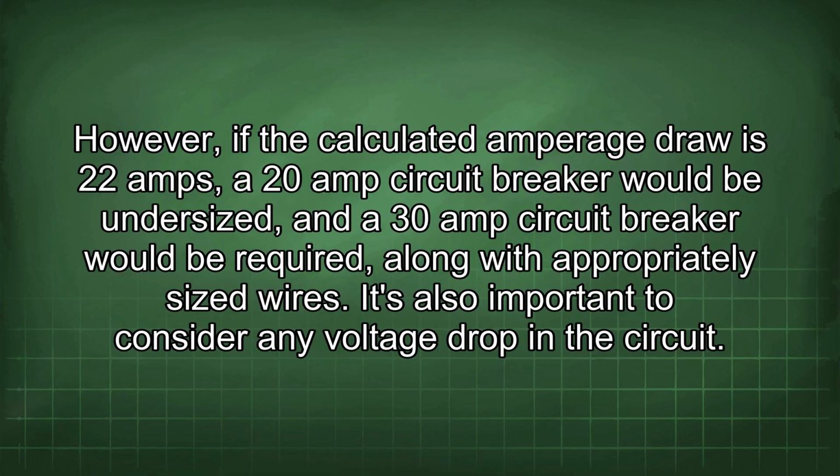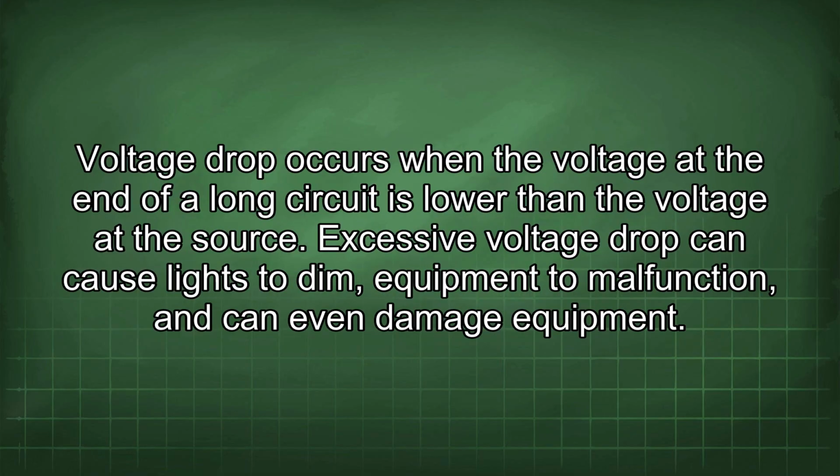It's also important to consider any voltage drop in the circuit. Voltage drop occurs when the voltage at the end of a long circuit is lower than the voltage at the source. Excessive voltage drop can cause lights to dim, equipment to malfunction, and can even damage equipment.